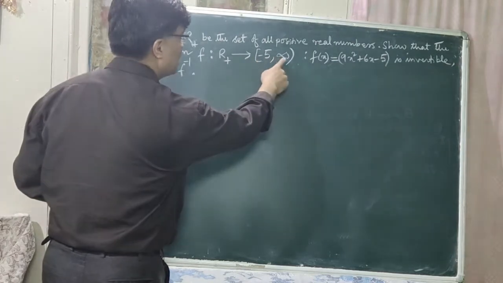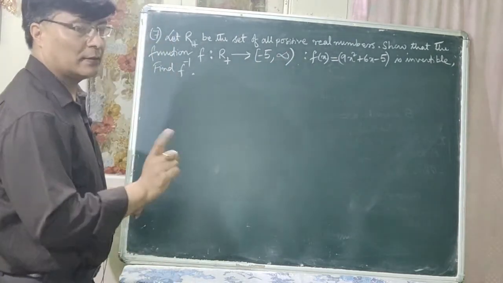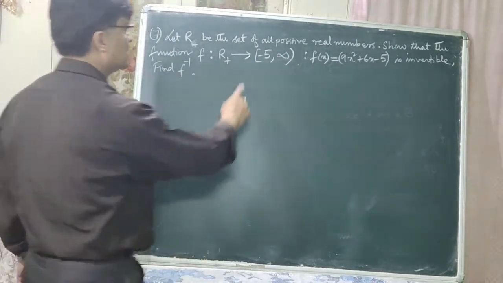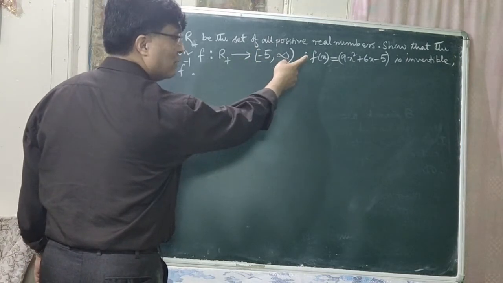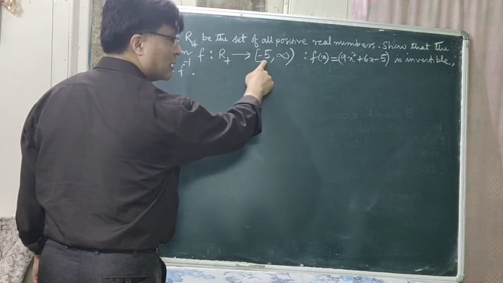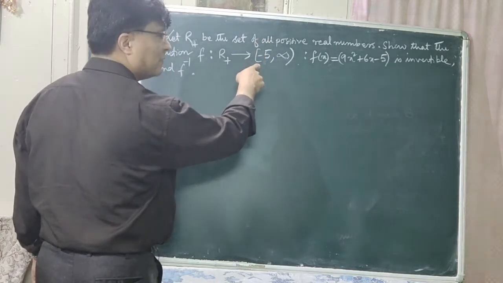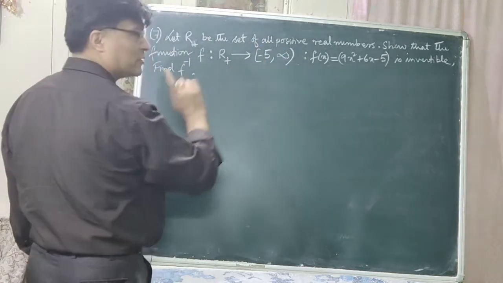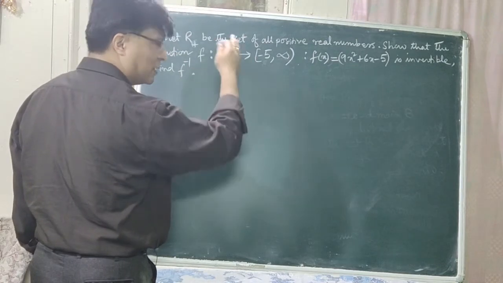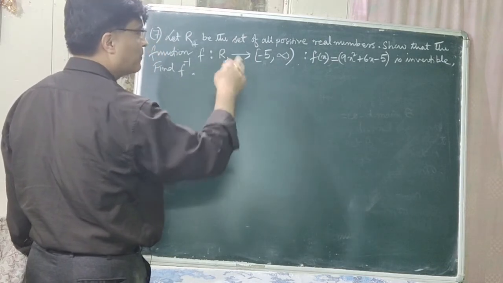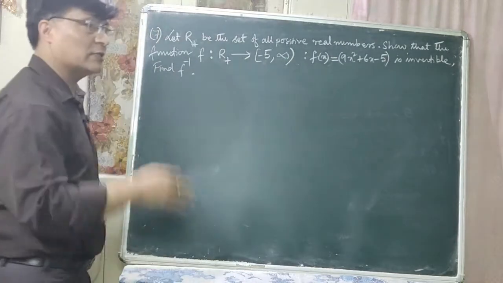In this case, the codomain is minus 5 to infinity. Minus 5 is included here. It should be greater than or equal to minus 5. It may be minus 4, minus 3, there are decimal fractions also, and it goes up to plus infinity.